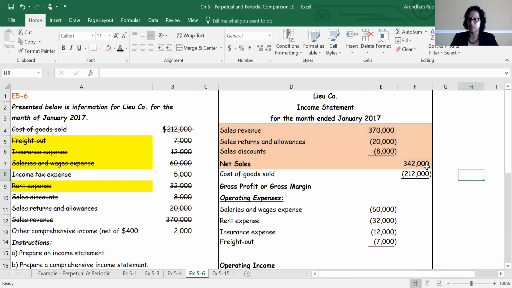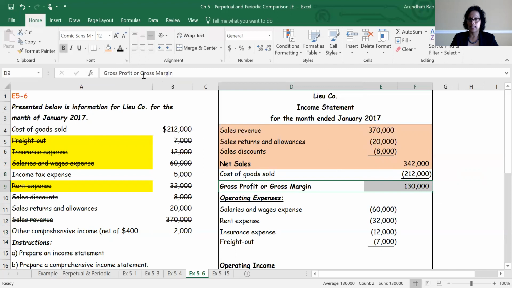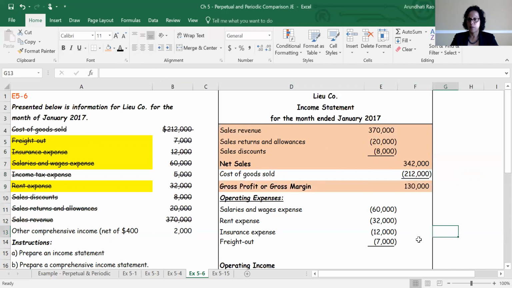Once I have my net sales number, I subtract my cost of goods sold number that was given to me. That gives me my gross profit. So in this case, it is 342 minus 212. That gives me 130. So this is my second calculation that I need to make. So I'm going to put this over here in this highlighted color.